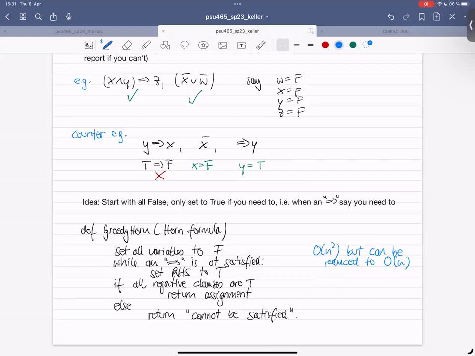And you can show this by induction: whenever you do this and set more variables to true in this while loop, any satisfying assignment will have to do the same. And that means at the end, if you cannot satisfy it with your assignment, then no assignment exists that can do that. So this is the high-level idea. It can be shown very easily by induction, but I think intuitively it makes total sense.